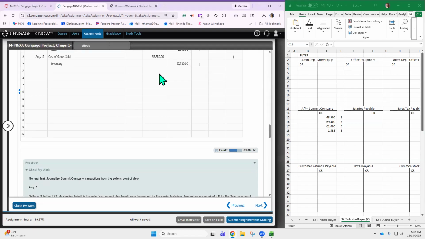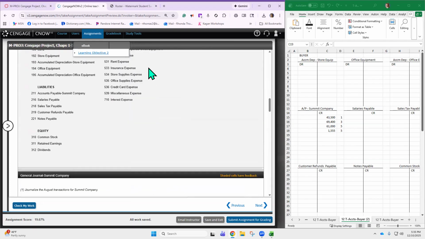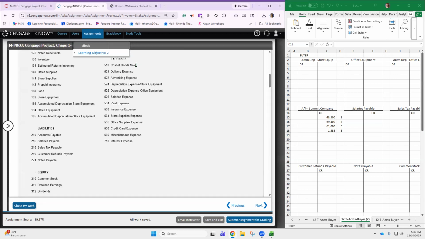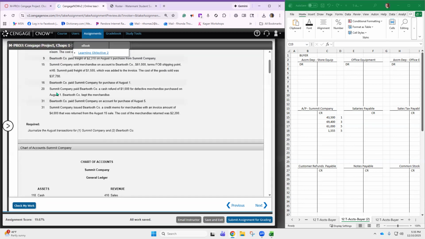All right, so now we're ready for transaction 6. So now it's August 16th. So Beartooth now is going to pay Summit. So for the 16th, we have to show that being paid from Bear, but then we have to show it being received from Summit. So let's take care of whichever one they talk about first. So let's take care of the buyer paying the first sale.